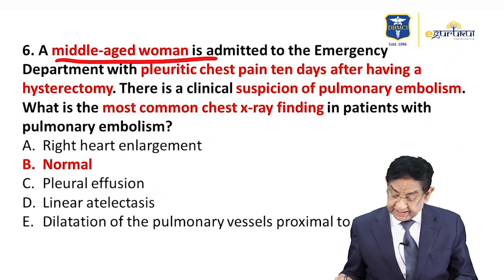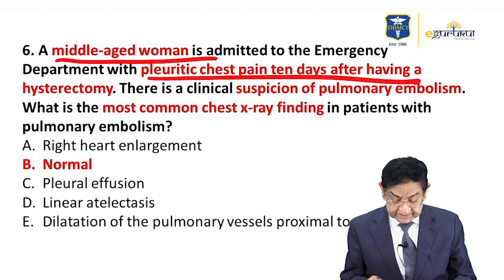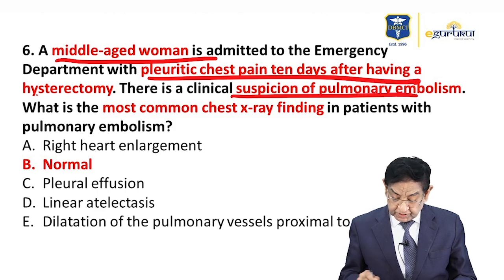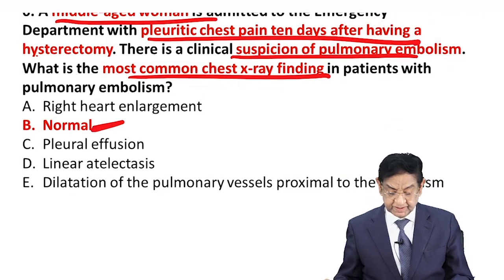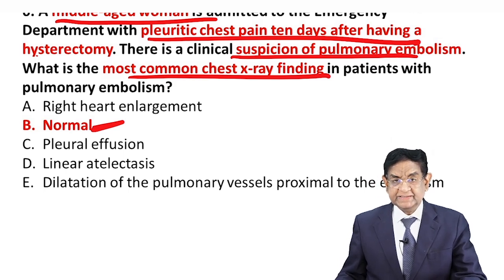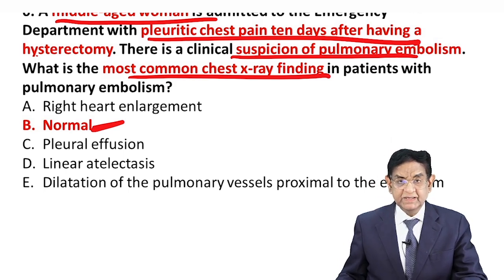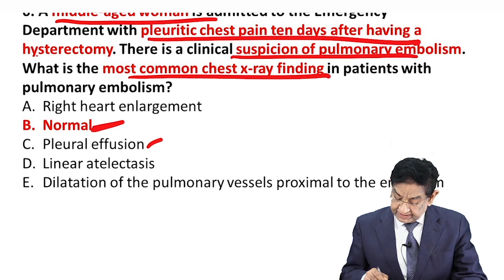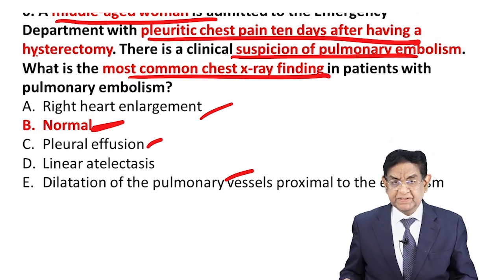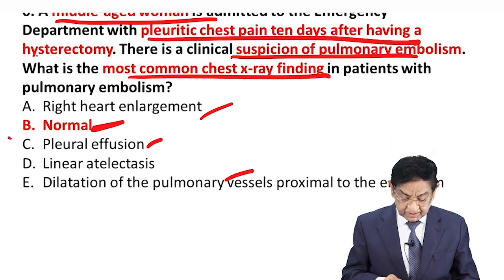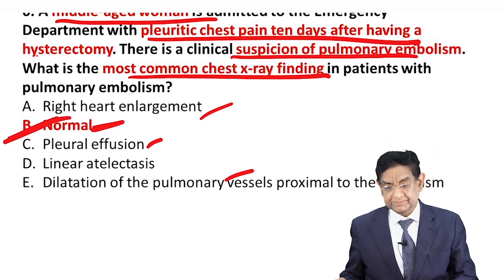Normal. A middle-aged lady, pleuritic chest pain, 10 days after a hysterectomy, and suspicion of pulmonary embolism. The most common chest X-ray finding is normal. You remember in the very beginning I told you chest X-ray is usually normal. Otherwise there can be a little bit of pleural effusion, there can be dilatation, right heart enlargement may be there. All other findings can be there, but the majority of the time chest X-ray is normal. So go for this answer.